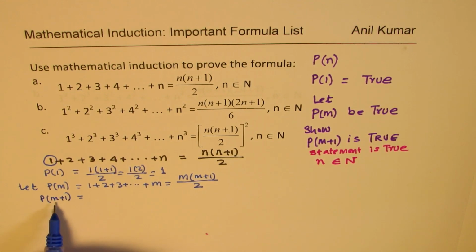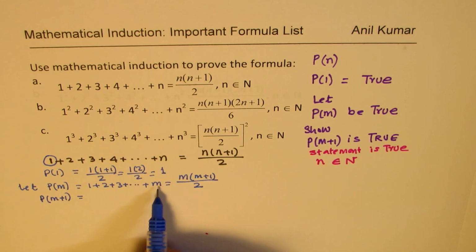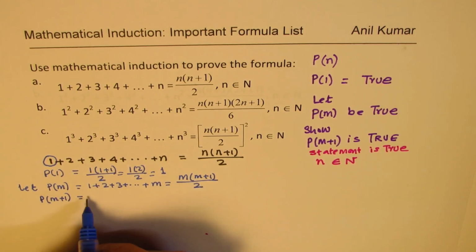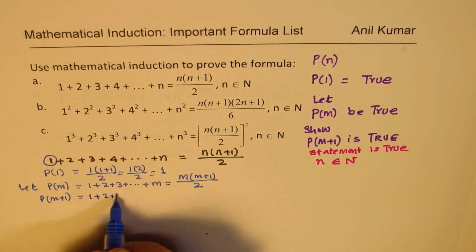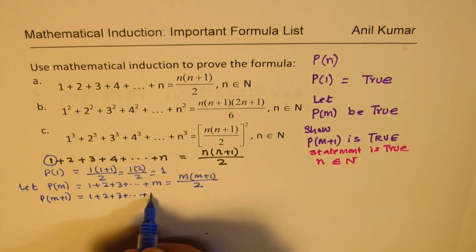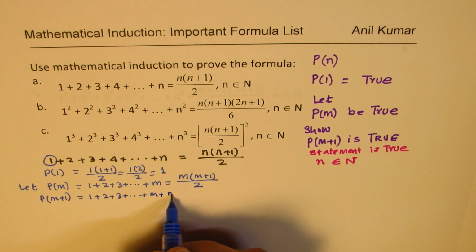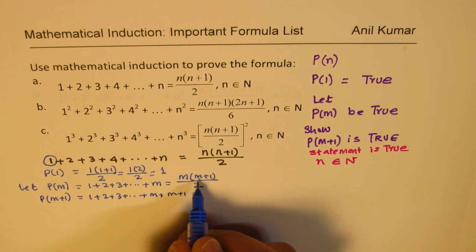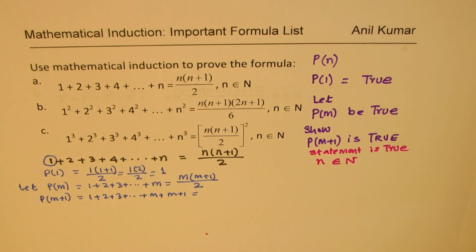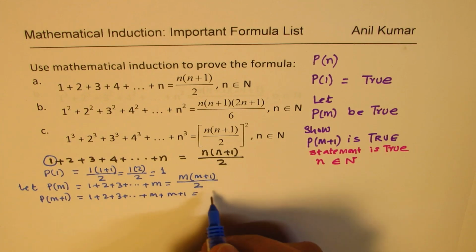If I substitute m plus 1, that means we are going to one additional natural number in this series. So the series now becomes 1 plus 2 plus 3 and so on plus m plus 1. And using this formula, if at all it is true, we'll replace m with m plus 1, correct?